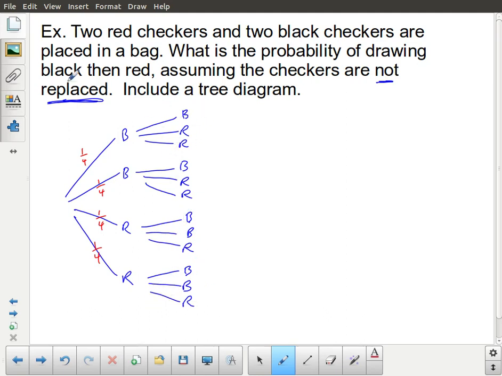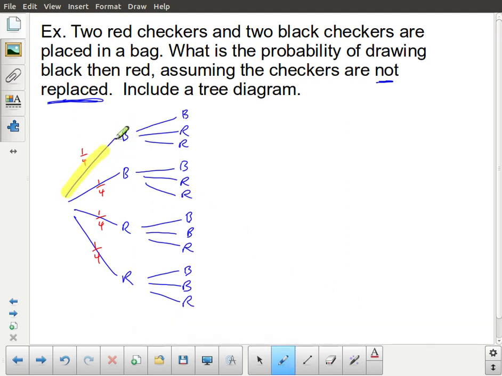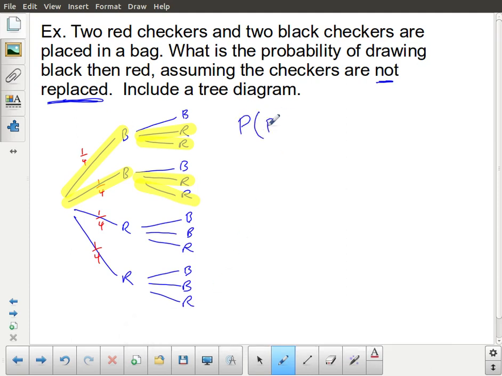And now from here, let's look, we want black then red. So what is the probability of drawing black then red? So if we take a look, well, how can I draw black first? There's one way, there's another way. Once I've drawn black, how can I draw red? 1, 2, 3, 4. So from a counting perspective, the probability of getting black and red in that order is equal to 4 total results out of 12 possible results. And 4 divided by 12 is the same as 1/3.